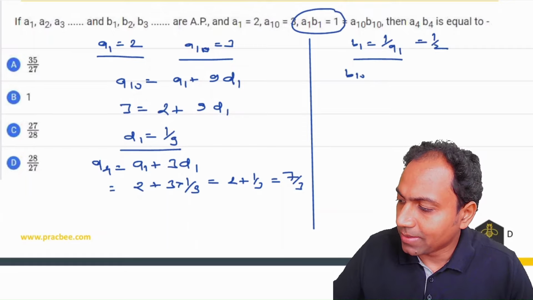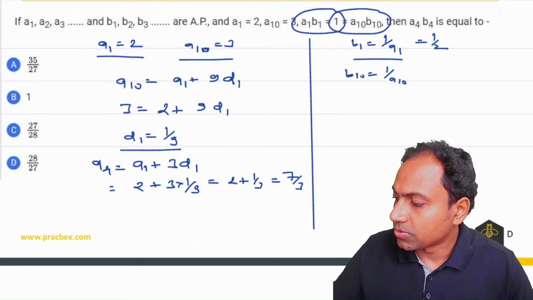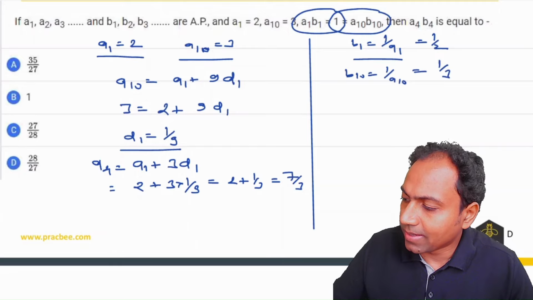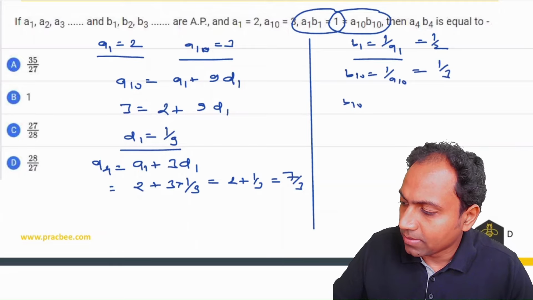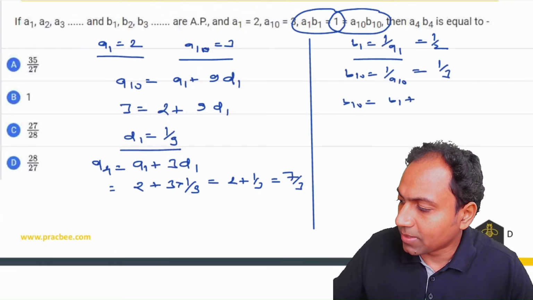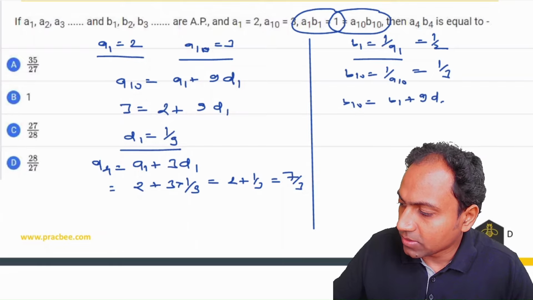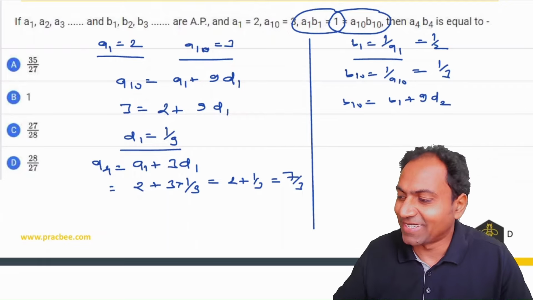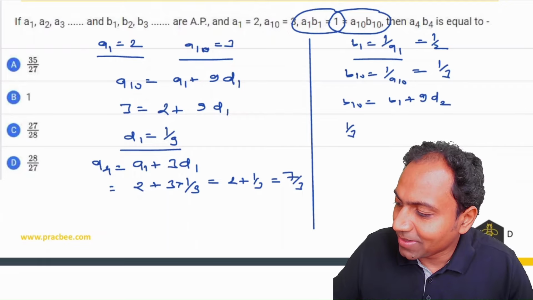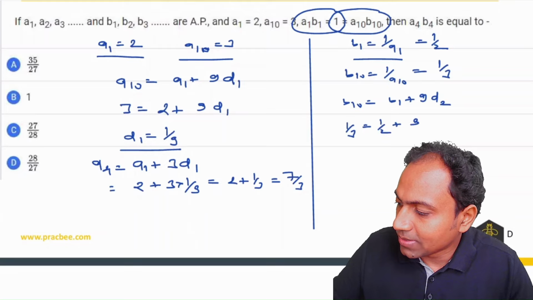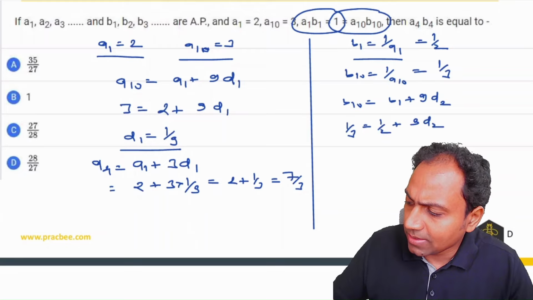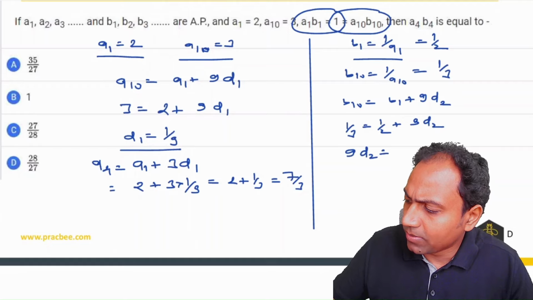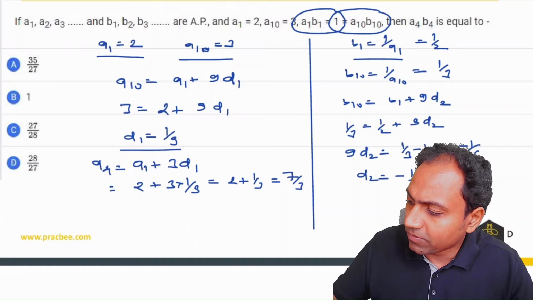If I find B10, it is nothing but 1 by A10 by another relationship that is given to us. So that can be written as nothing but 1 by 3. And again, if I apply the formula for B10, it is going to be nothing but B1 plus 9 times D2, or the common difference of the second series. Now, if you write this value as 1 by 3 equal to 1 by 2 plus 9 D2, you can subtract and the value of 9 D2 can be written as 1 by 3 minus 1 by 2 and that comes out to be minus 1 by 6. So D2 is nothing but minus 1 by 54.